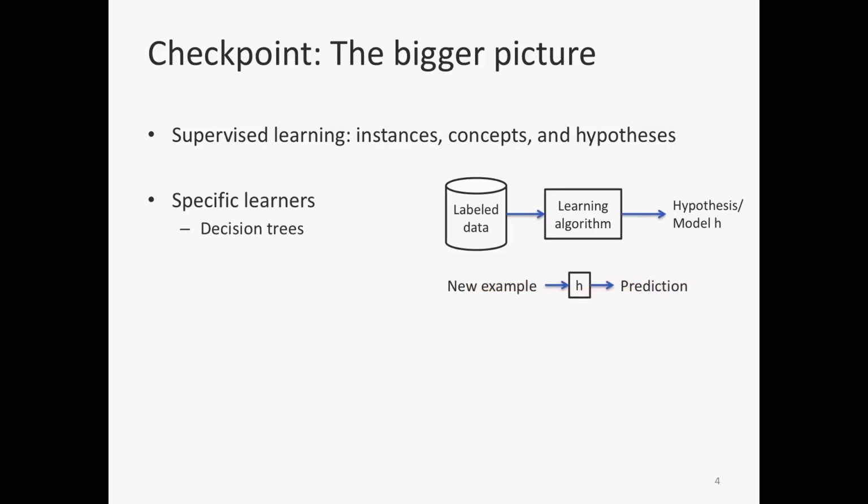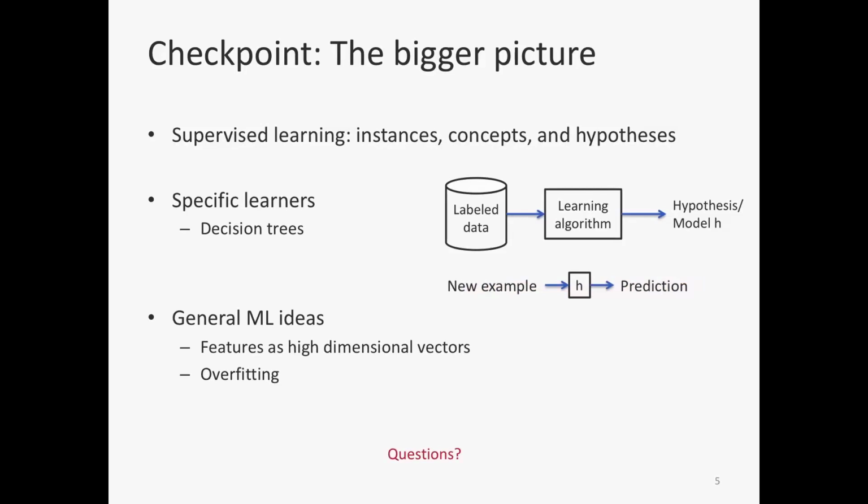Specifically, we've also seen a decision tree learning algorithm. In addition to that, we've also encountered a few general machine learning ideas. One important idea that pervades modern machine learning is the notion that instances can be represented as features in a high-dimensional vector space. Another important idea that is going to be a problem going ahead is the problem of overfitting. Overfitting is the case where your learner accidentally finds a hypothesis that explains the training data better than it explains any future examples. Any questions about where we are?